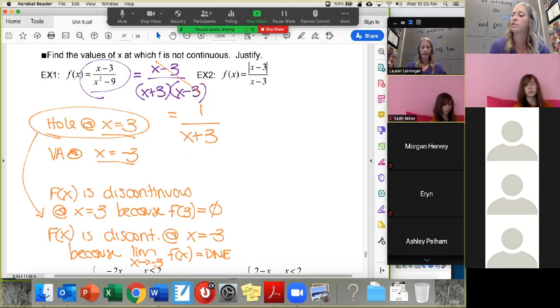Issues, problems, questions on that? Do you only look at the vertical asymptotes, not the horizontal? Horizontal asymptotes are not going to change continuity, because we state discontinuities at x values. Horizontal asymptotes are y values, so we don't use them as part of our discontinuities.